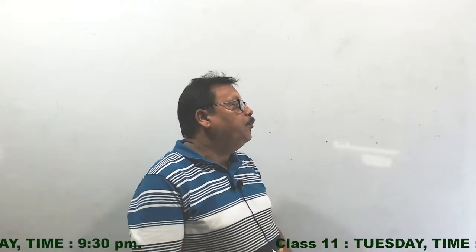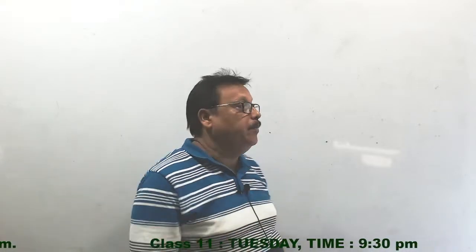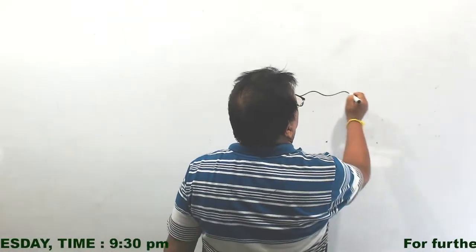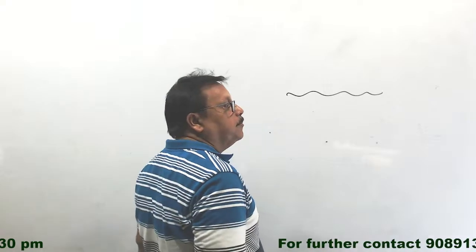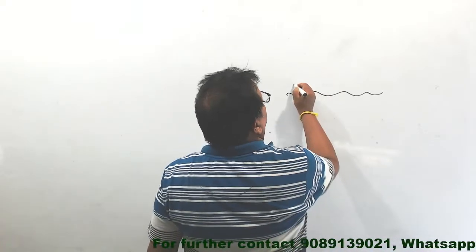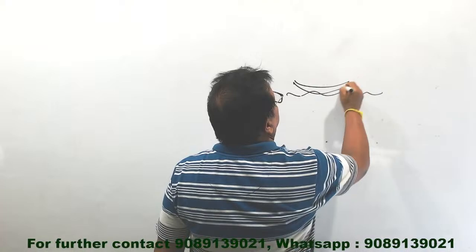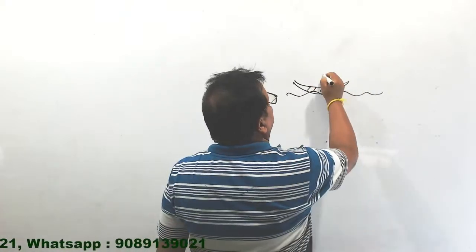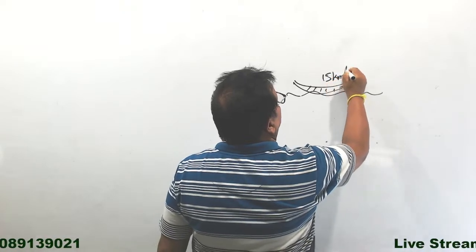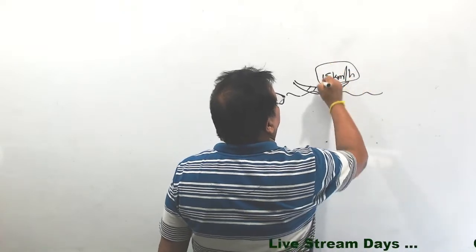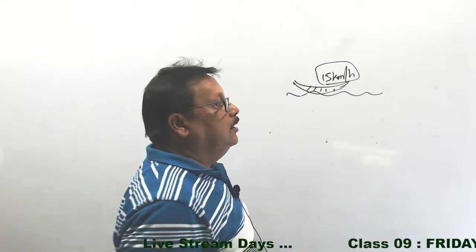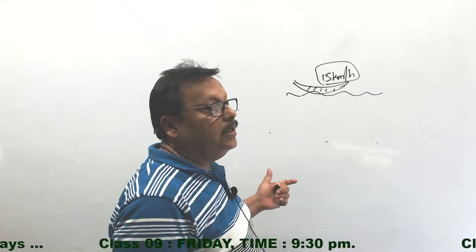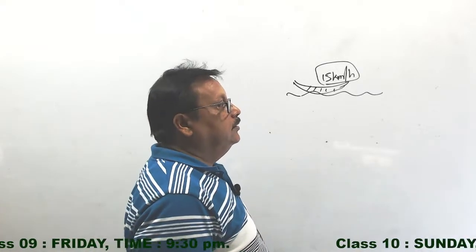The speed of the boat in still water is 15 km per hour. It is given. Say this is the river, and here is the boat. The speed is given as 15 km per hour. It is the speed of the boat. It goes 20 km upstream and returns back to the same point.